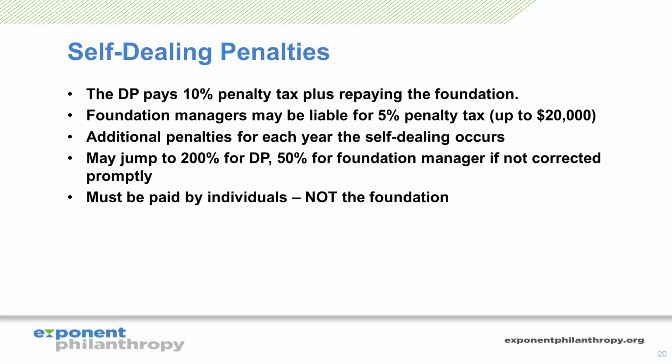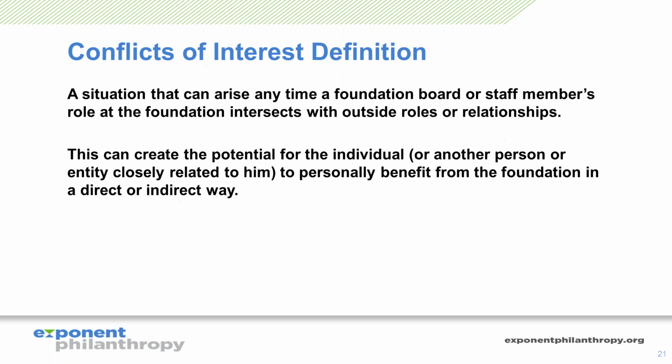The penalty becomes basically very high for good reason if it's not corrected. So the penalty, basically, you have to undo it and pay a penalty. If you don't do it, it's a problem. And the penalty is not on the foundation. The penalty is on the individuals, the disqualified persons who are receiving the benefit.